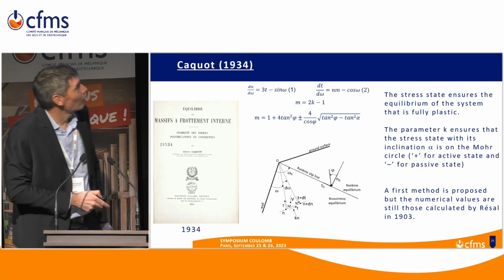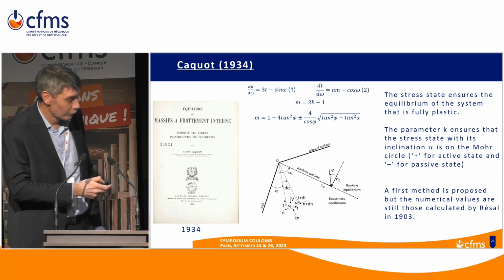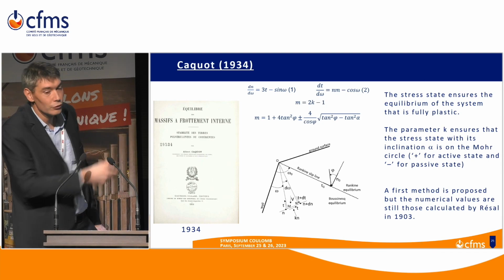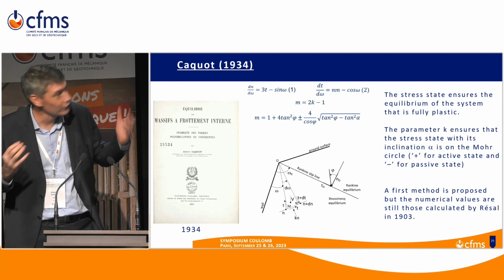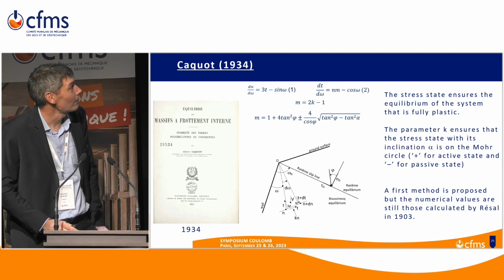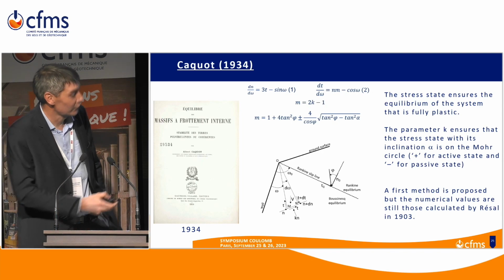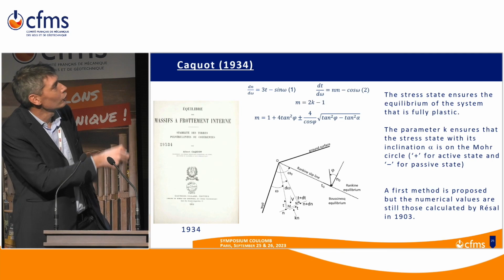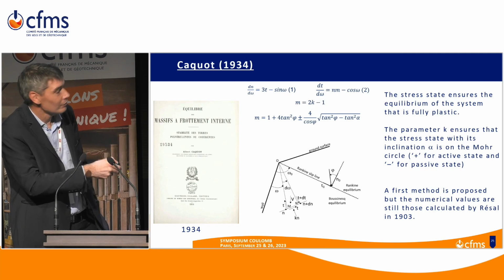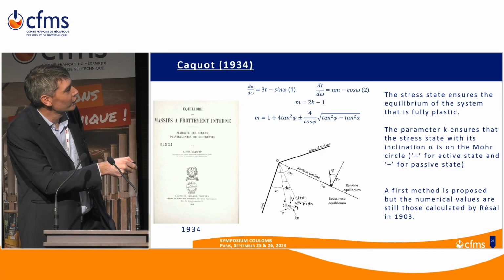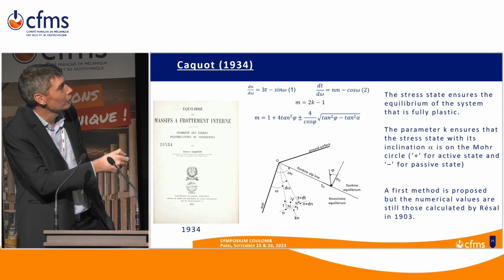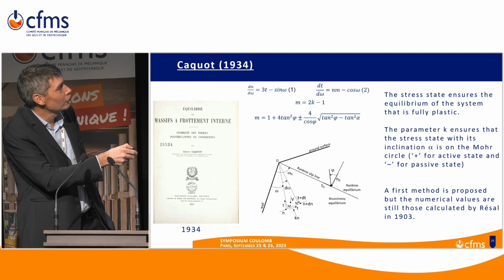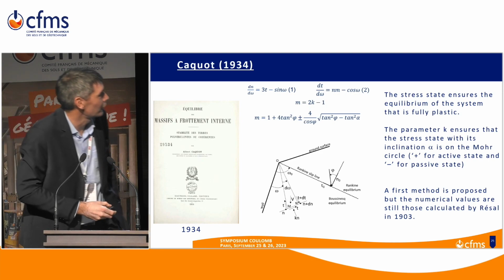The next step was due to Caquot, of course, in 1934, with these two equations, 1 and 2, that are still used today in order to assess the values of the active and passive earth pressure. It is the modern way to present the Boussinesq equation, and it represents the equilibrium of this ground wedge between the wall and the ground surface, taking into account that the soil is fully plastic in this zone, through these parameters M and K. That ensures that the stress state with inclination alpha is on the Mohr circle. Here, for example, we can see that the stress inclination cannot be greater than phi. We will come back to the equation later.